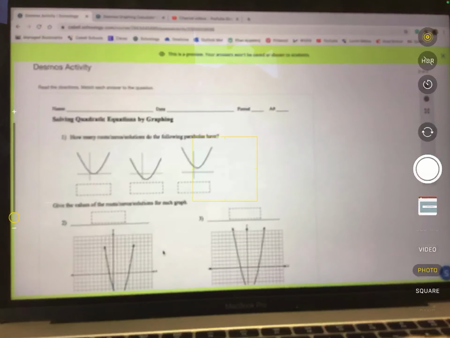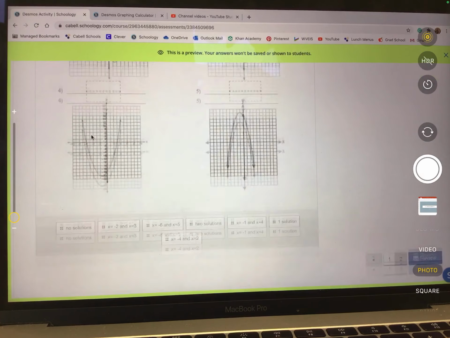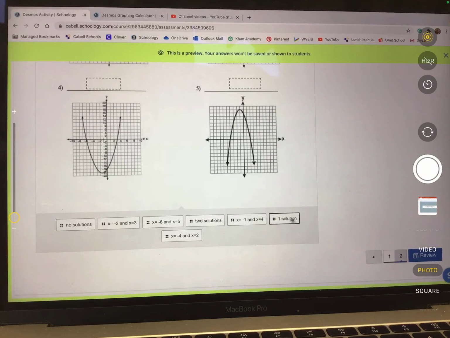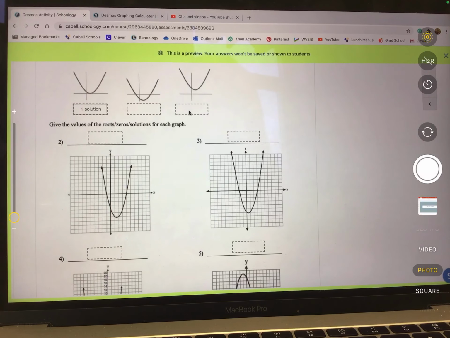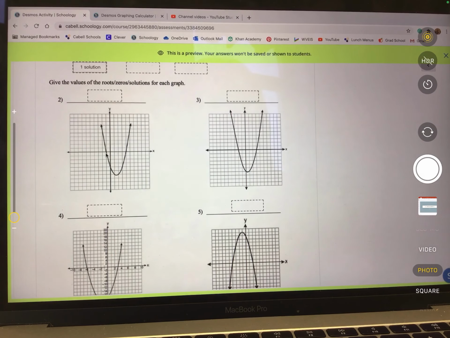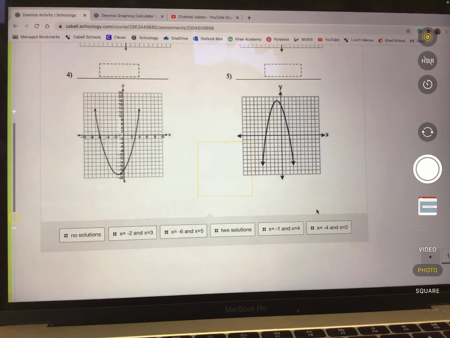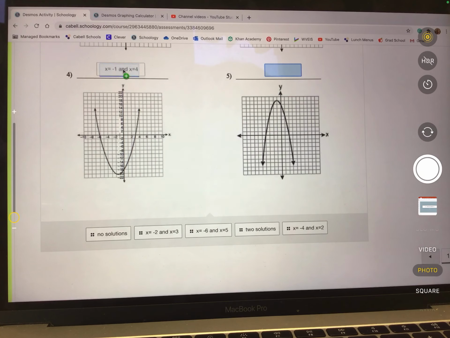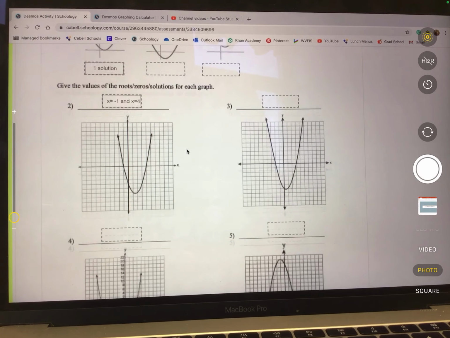The next question, so go down here, part 2, is how many solutions does each of these have? So this one looks like it has 1. Go down here and find 1 solution and drag it up there. 2 solutions, none, right? Then these ones, you just kind of eyeball, zoom in, eyeball, that looks about -1, 1, 2, 3, 4, so -1 and 4. Go down here, -1 and 4. Oh, make sure it's in the right place. And that's it.